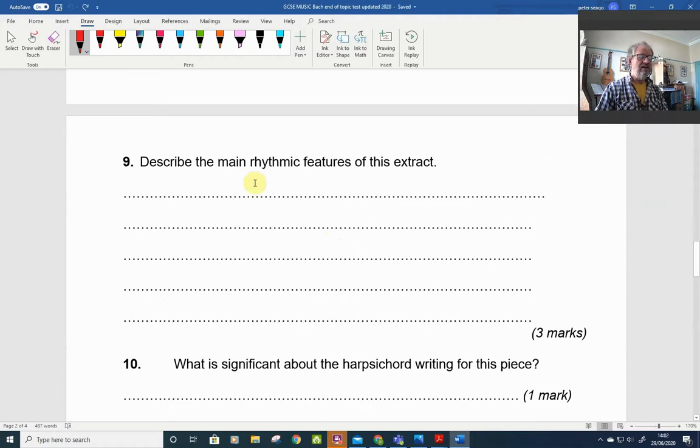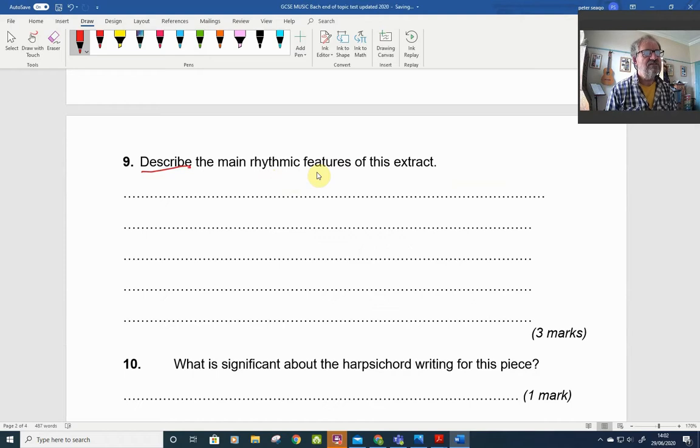Question 9. There's a whole video on rhythm, so you should be able to answer this nice and straightforwardly. Describe. That's an important word. Describe the main rhythmic features of this extract. So you could talk about the meter, but that's not describing it. You would have to explain why the meter was chosen.